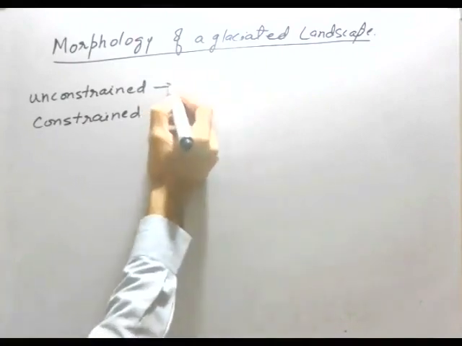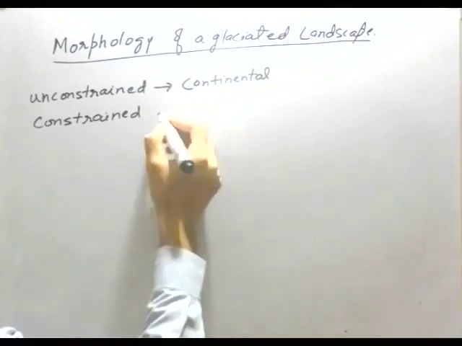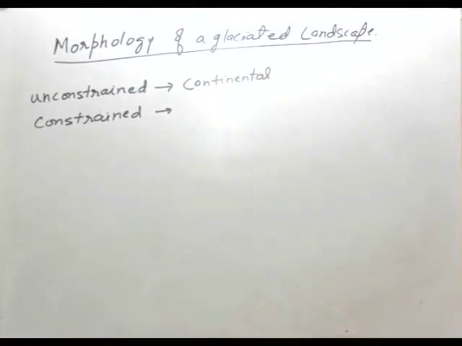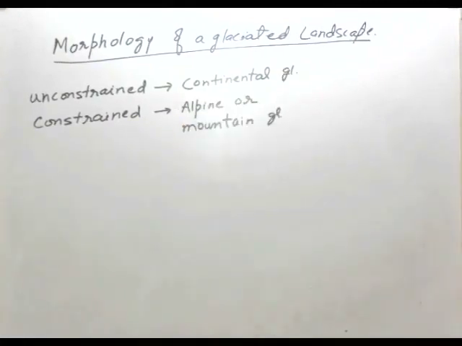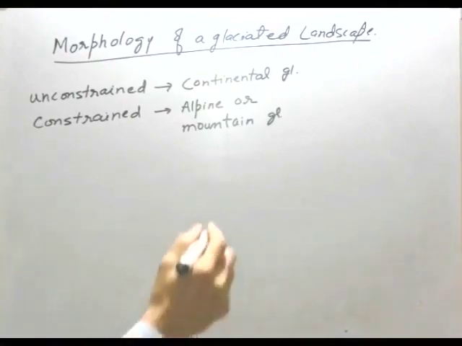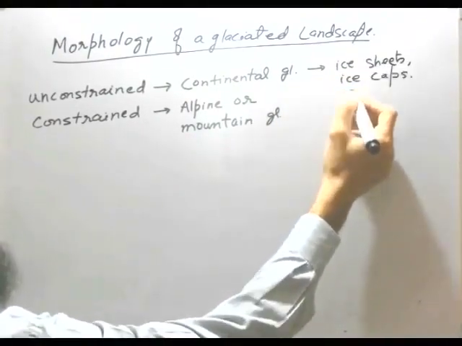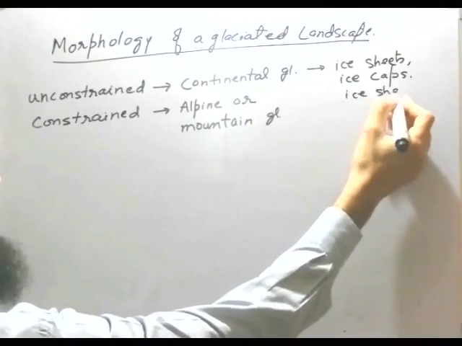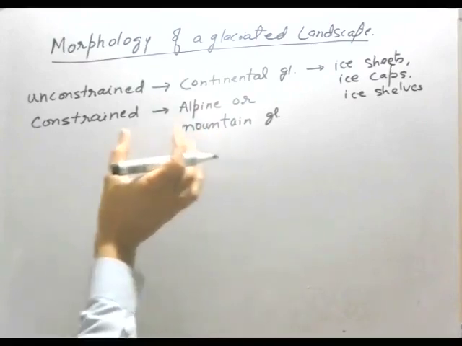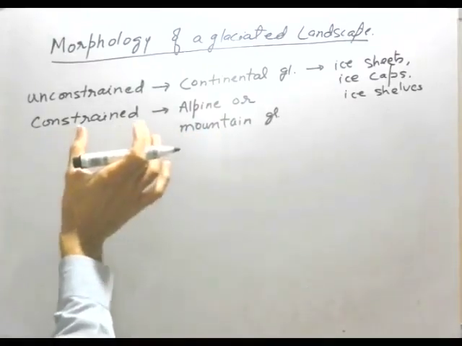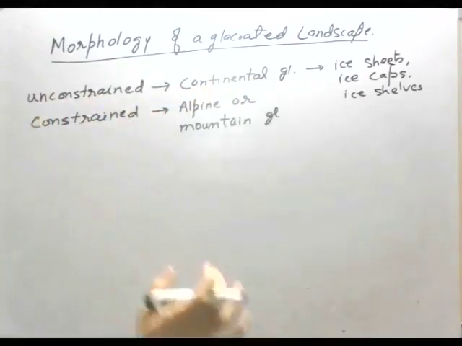Now, these glaciers are also known as the continental glaciers, and the glaciers that are constrained by topography are basically alpine or mountain glaciers. So the continental glaciers include ice sheets, ice caps, and ice shelves. The glaciers that exist on mountains are constrained by topography, and the glaciers that exist on flat areas in the polar regions are unconstrained by topography.